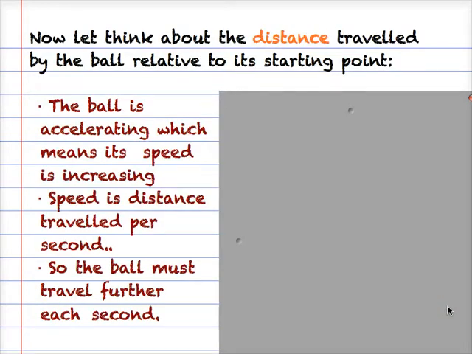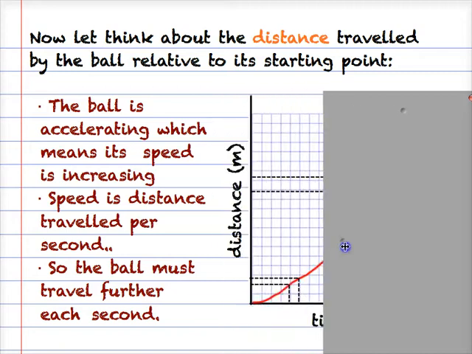Now let's think about how the distance traveled by the ball relative to its starting point changes with time. Let's think first. The ball is accelerating due to the moon's gravitational pull, which means its speed is increasing. Speed is distance traveled per second, so if the speed's increasing, the ball must travel further with each passing second. Let's see how that looks.